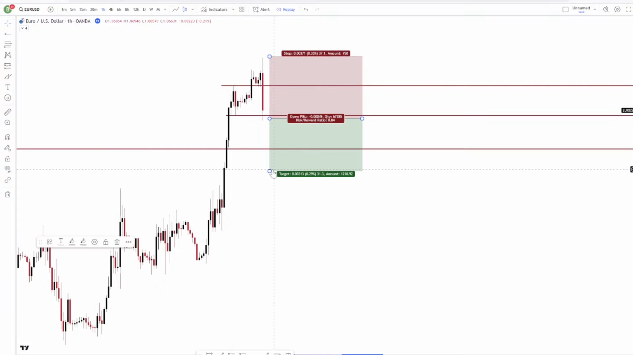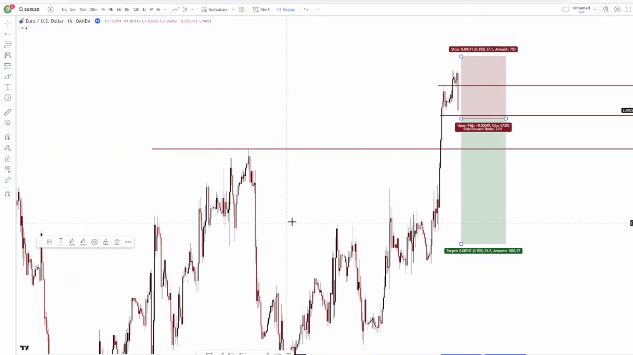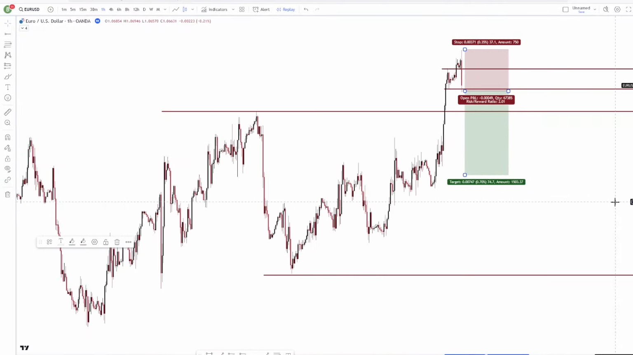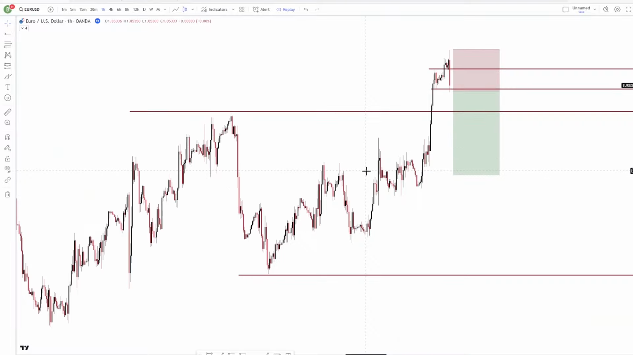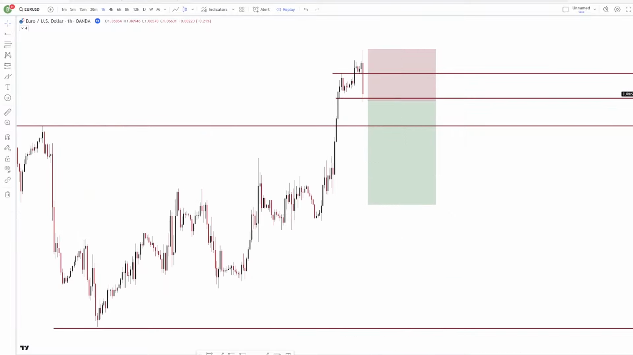And what do we have here? Let's get our 1-to-1. Our 1-to-1 would be right here. And where would our 2-to-1 be? 2-to-1 would be right here. Which is, to be honest, a 3-to-1 is unlikely. But we can more than likely get a 2-to-1 here. Let's see.